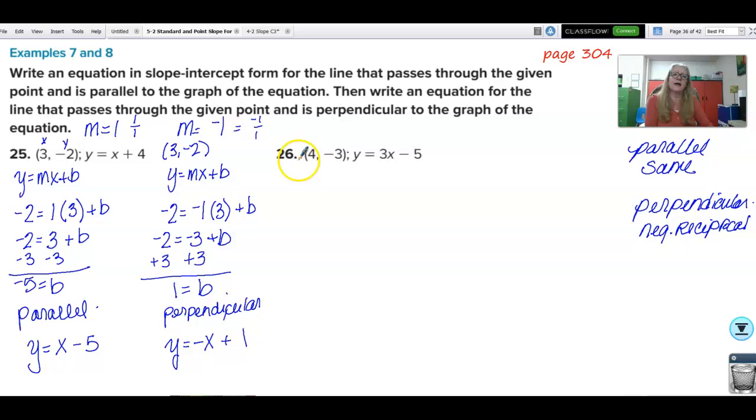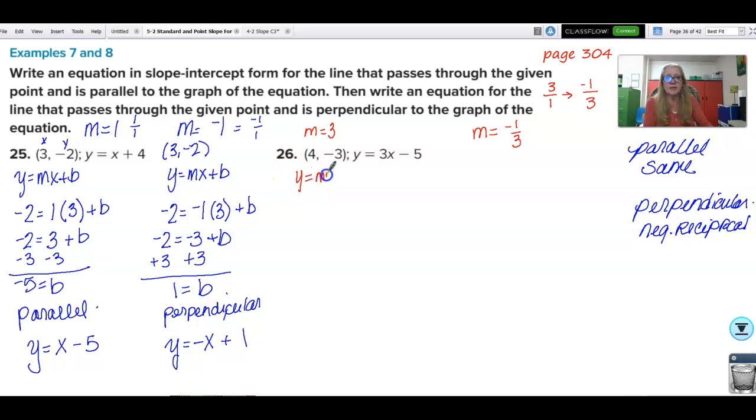Okay, so we do it again. Our slope of the parallel line will be the same as this one, so the slope of the parallel line would be 3. The slope of the perpendicular line will be negative 1/3. We think of a slope of 3 as 3 over 1, and then to go perpendicular, you flip those and you change the sign, so you would have negative 1 over 3.